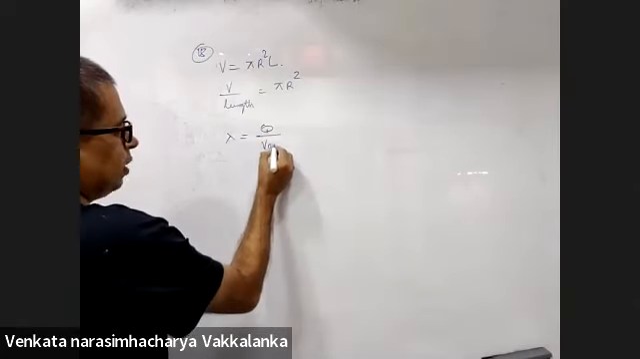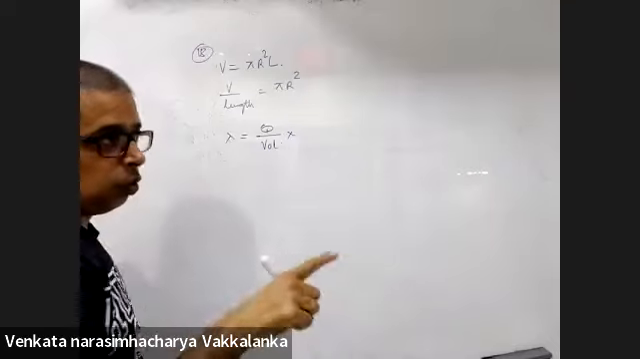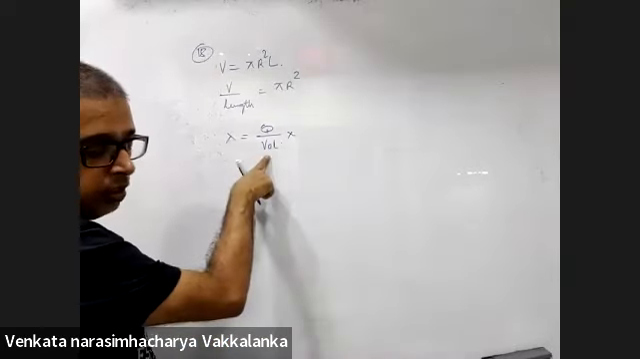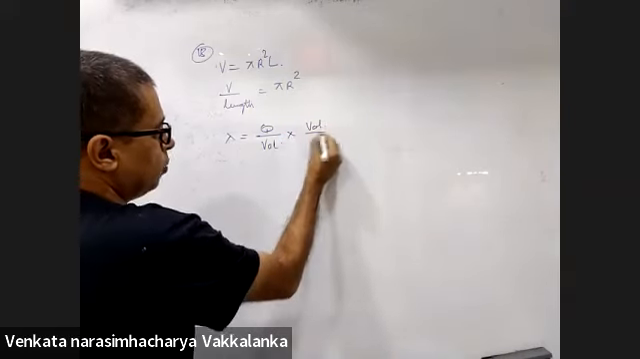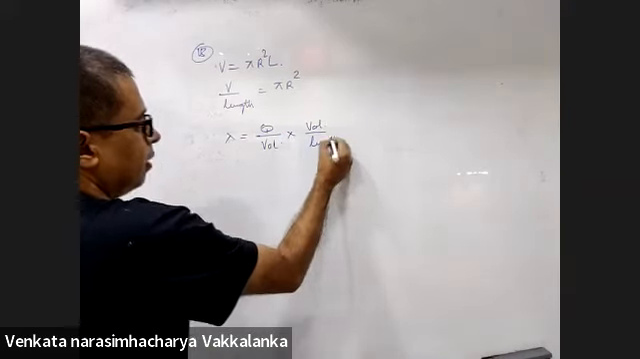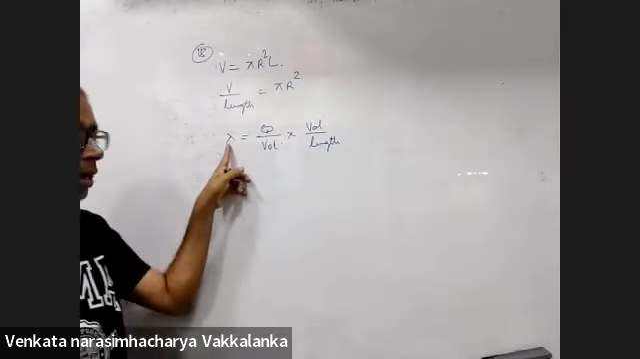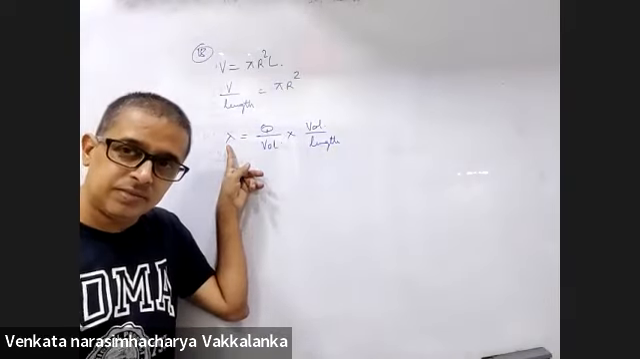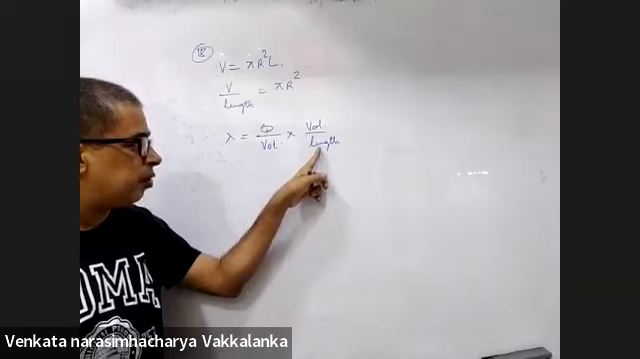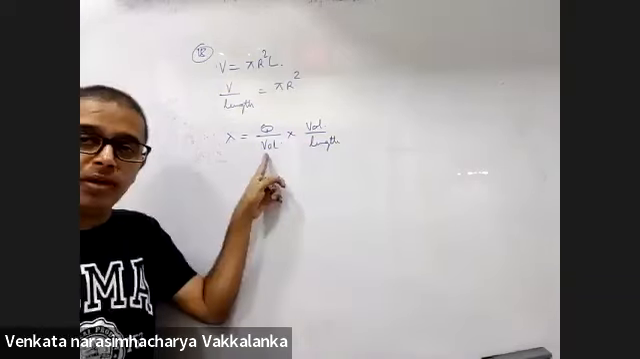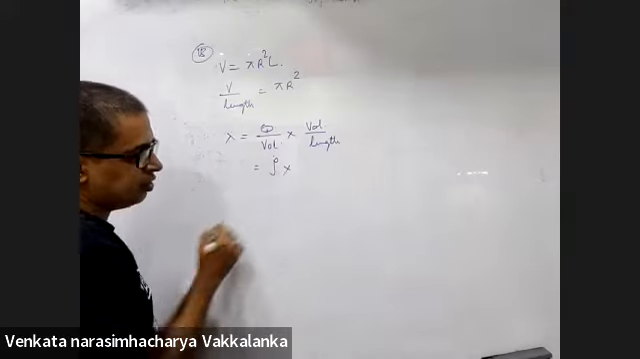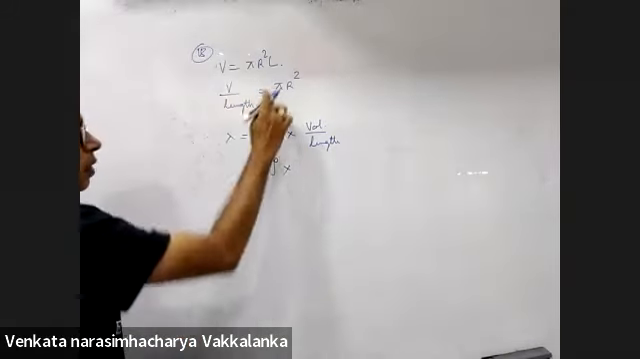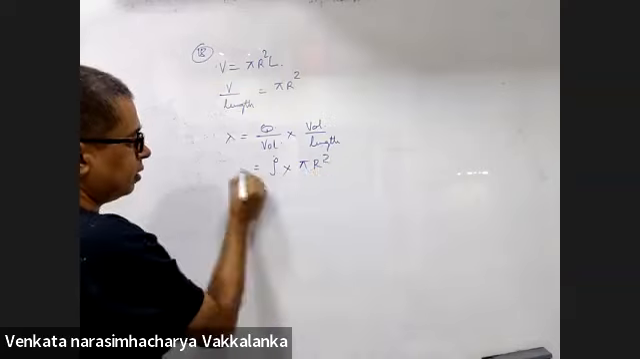Charge per unit volume is rho. This is volume per unit length. Observe this carefully. Lambda is charge per unit length. Charge per unit length is required. So I multiply numerator and denominator by volume. Charge per unit volume is density. Volume per unit length is pi r square. This is lambda.